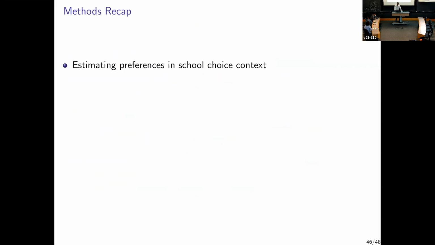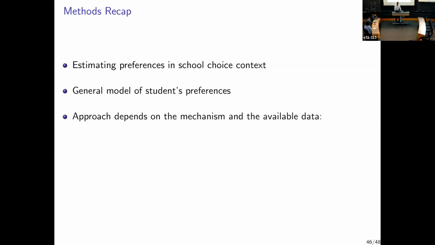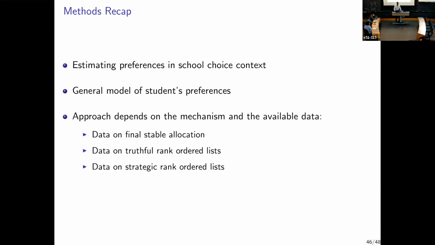Okay. So again, I showed you how to estimate preferences in a school choice context. We define a general model of student preferences, and the approach basically depends on the mechanism and the data that you have available. We covered what happens when you have data on final stable allocations. We also covered what happens when you have data on truthful rank order lists, that is, when you have data from DA, say, and students report truthfully, and when you have data on strategic rank order lists, and that is the thing that we did after lunch.